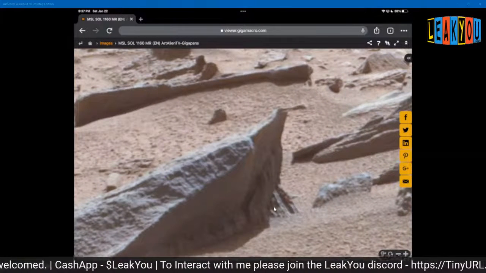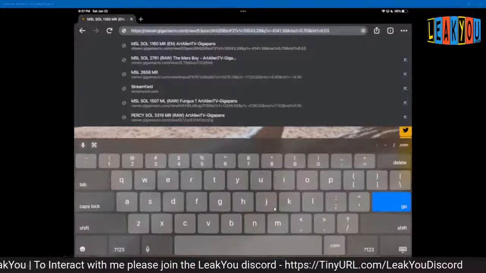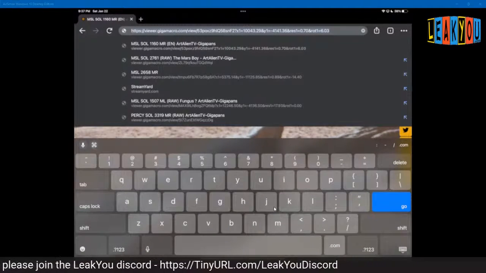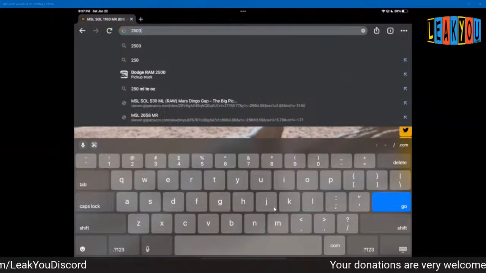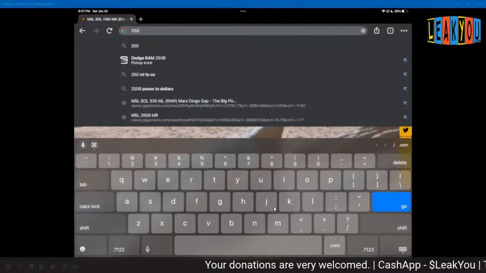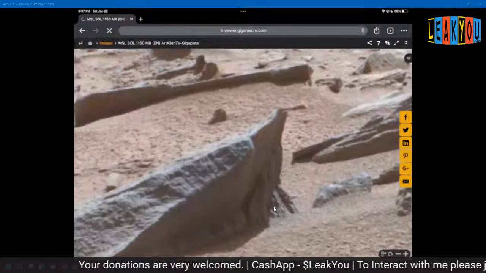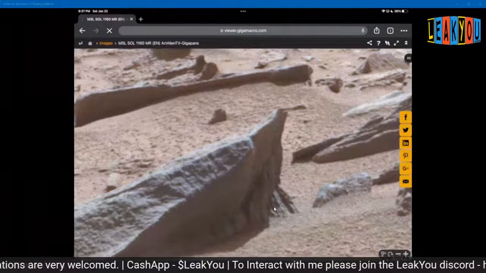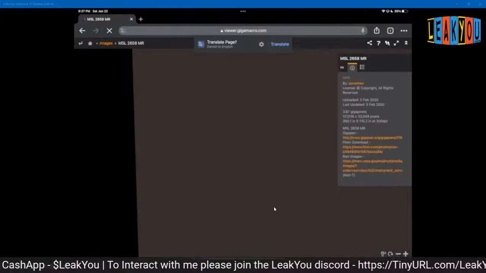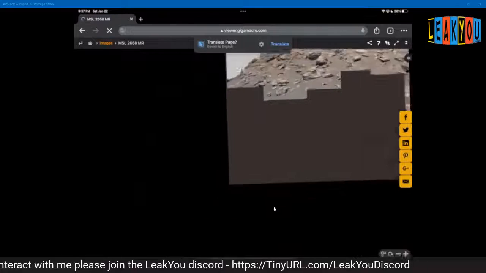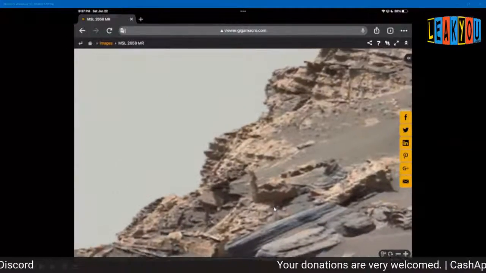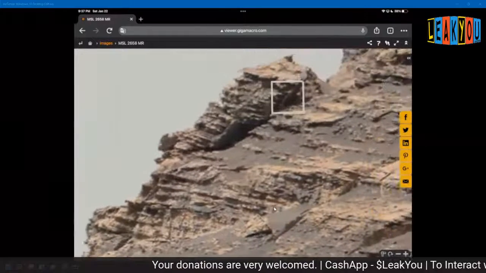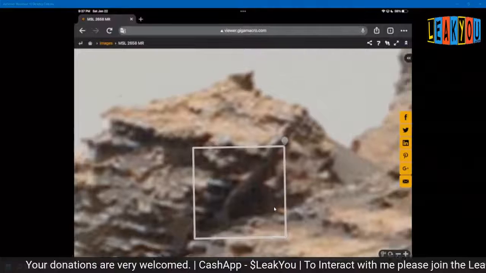Also, let me show you guys something that's really, really fucking cool. Hold on. What was it? 2503. Hold on. I think it was this one. There's 3 Martians, guys. I swear to God. 3 Martians in this photo. I kid you not. Hold on. Yep, right here. It's right here.